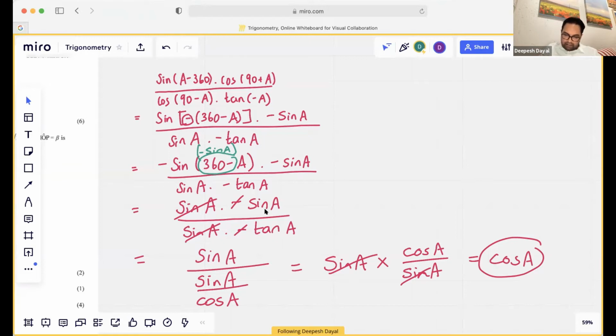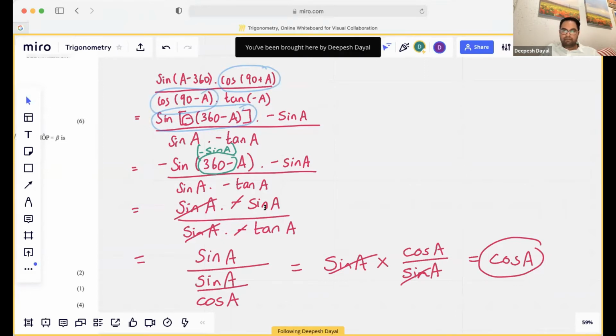So yeah, I think the challenging ones would most likely be here. Maybe these ones as well. The 90 plus and the 90 minus, because those are your co-functions, right? Okay.